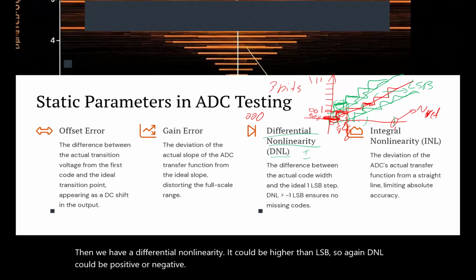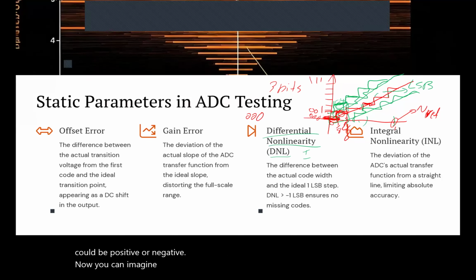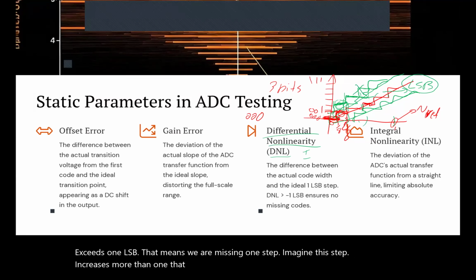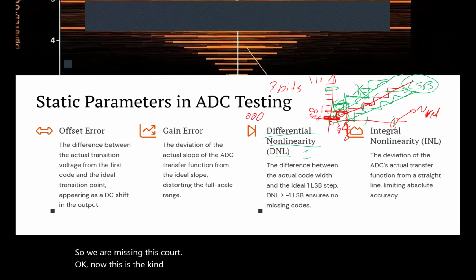Now you can imagine if this difference exceeds 1 LSB, that means we are missing one step. Imagine this step increases more than 1. That means we eliminated this step. So we are missing this code. Okay, now this is the consequence of DNL and the meaning of the DNL.